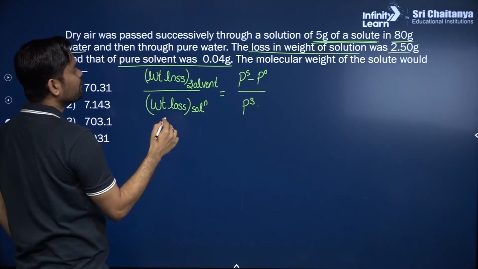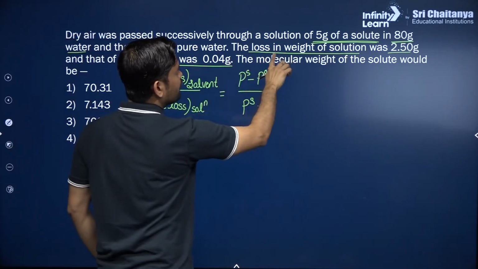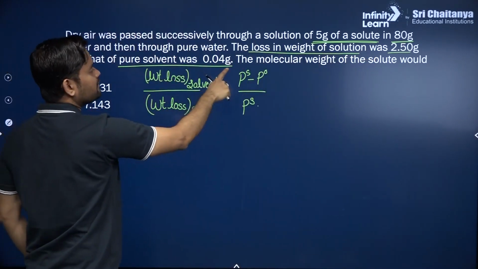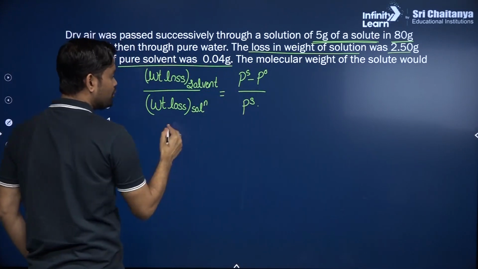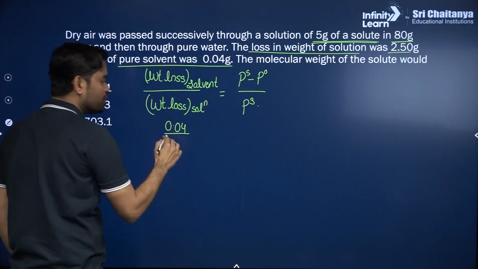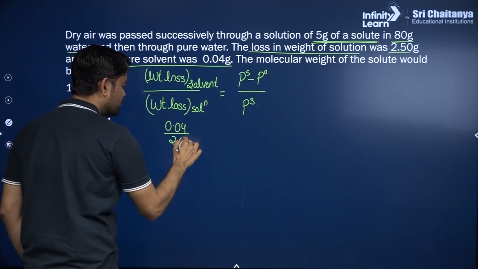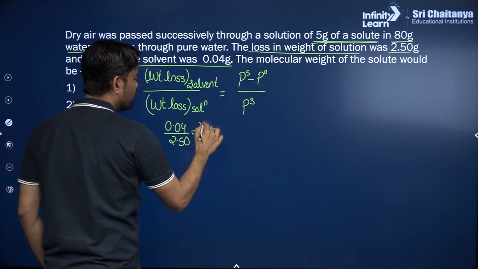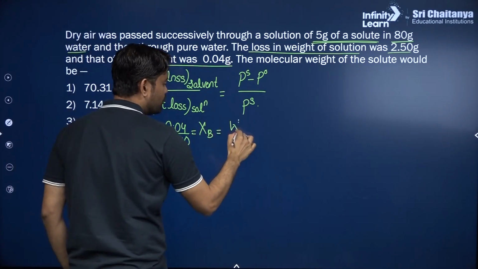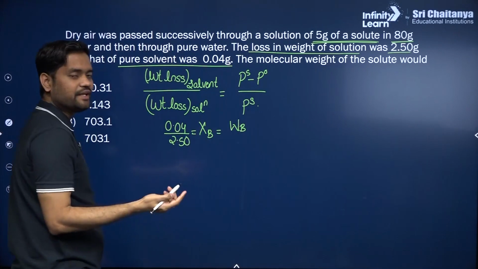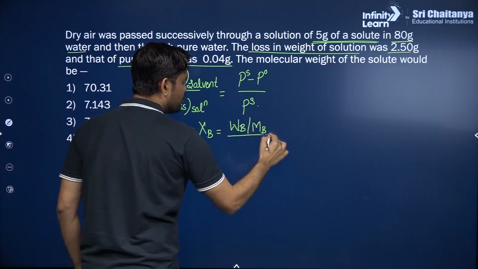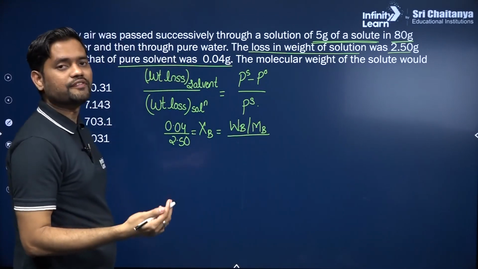The weight loss of the solution is 2.50, and that of the pure solvent is 0.04. And this is nothing but the mole fraction of solute. Mole fraction of solute can be calculated as number of moles of solute, which is again calculated as weight of solute by molecular weight of solute, divided by number of moles of solution.